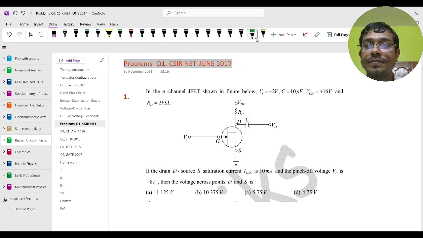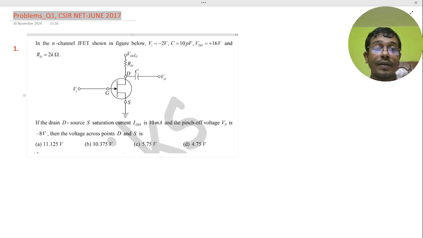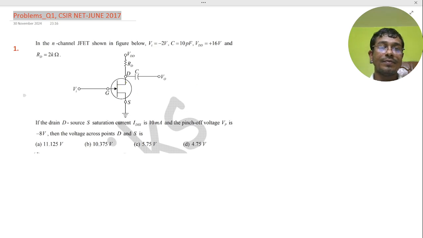You just try, and I will explain these problems. So this is the circuit, the JFET with G, S and D, source and drain, and this is the output and input, just like some biasing methods of the BJT.